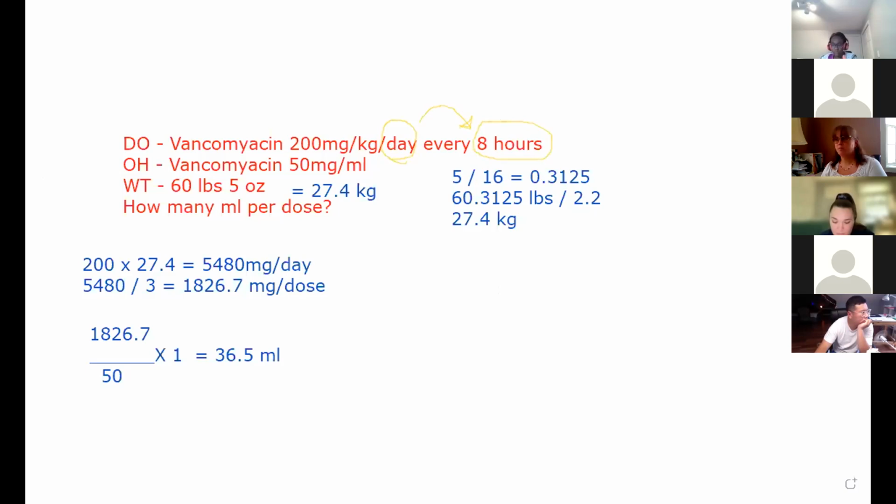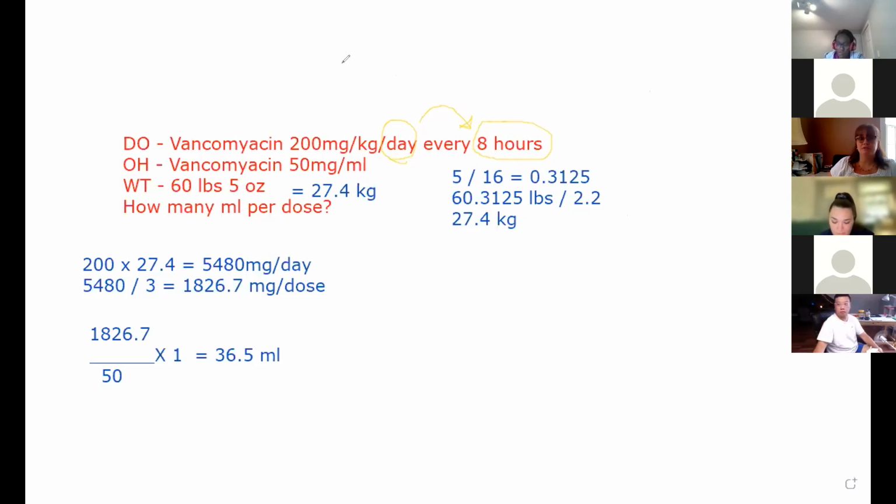Yeah, I think I'm just thinking, okay, so you have to divide by the day before you even divide by the 50. Interesting. Yeah. You have to have it in its lowest form. You want to have it in dose before you do desired over have. Correct. So if there's 24 hours in a day, you're going to divide 8 into 24, which would give you 3, because 8 times 3 is 24. Make sense?